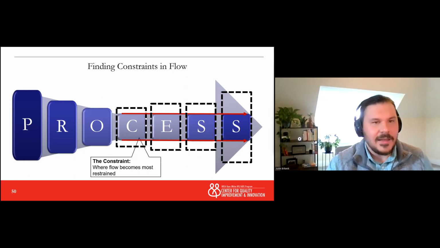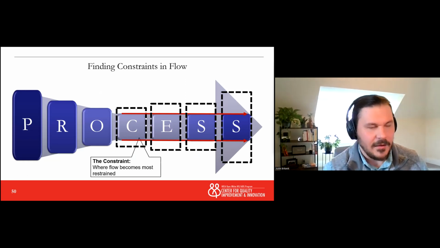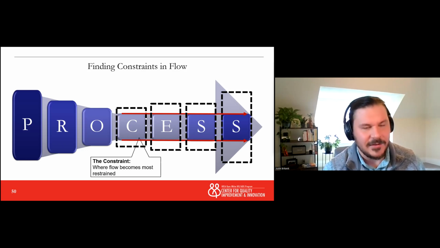So thinking about our process and looking for those constraints, we start with this capability, right? Think of this letter P as all the resources we start out with. Then we move to the next step and we lose some of that capacity. We don't have as much capacity in the next step as we did in the first. It keeps going, and then it gets to a point where this is our slowest step. This is the place where flow is most constrained.